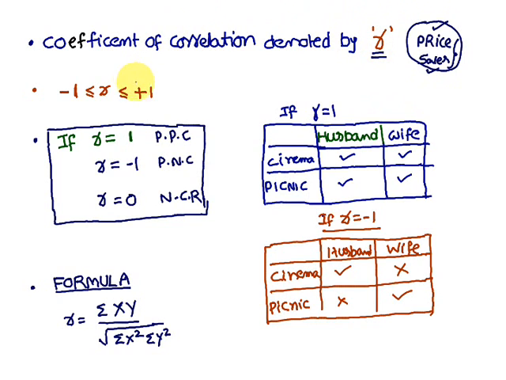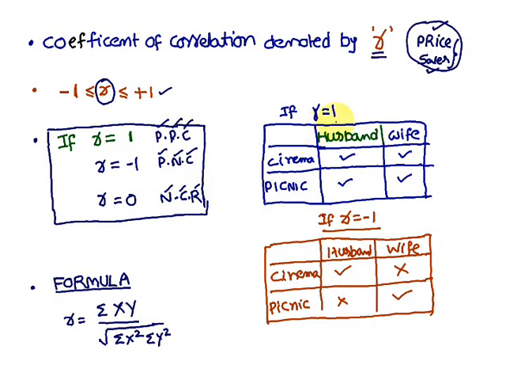The coefficient of correlation always lies between -1 and +1. So R always lies between -1 and +1. If R is equal to 1, it is called a perfect positive correlation. If R is equal to -1, it means perfect negative correlation. If R is equal to 0, there is no correlation between the variables.